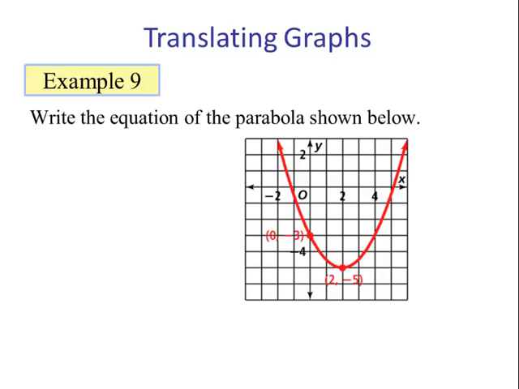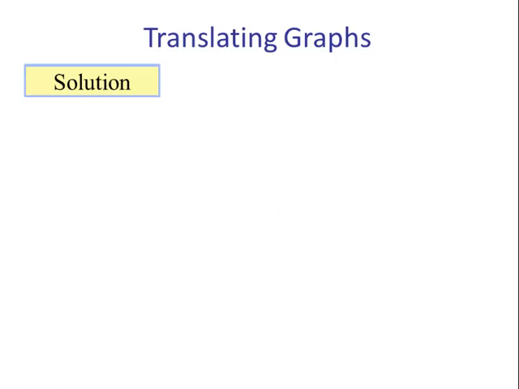Example 9. In this example, we're going to work backwards. Instead of having an equation and graphing it, this time we have a graph and we want to write the equation of the graph. We know the vertex, 2, negative 5, and we also know a point, 0, negative 3. So that's the y-intercept. If we have these 2 points, the vertex and a point, we can write the equation in vertex form.